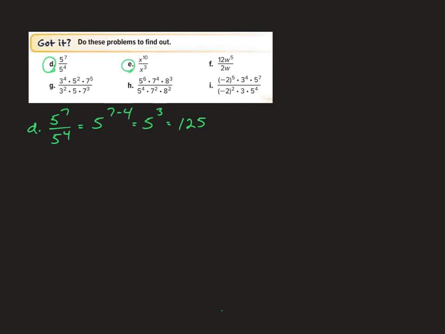Next, E. We've got x to the 10th over x to the 3rd, which would equal x to the 10 minus 3, or just x to the 7th.